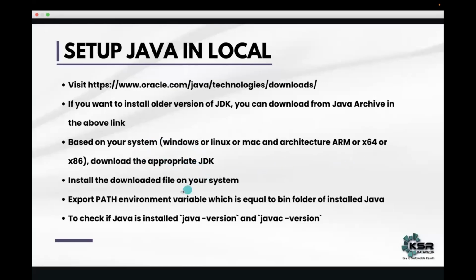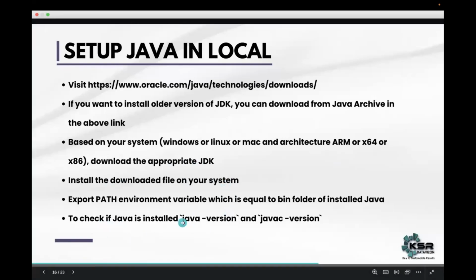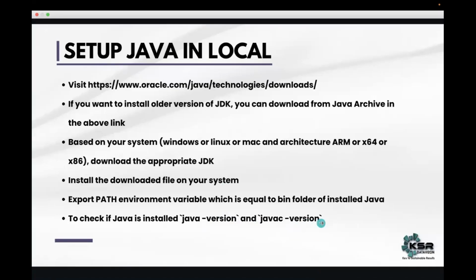Now let's see this. So based on your system, install. We have done this. Install the downloaded files. We have done. We have clicked install, right? And to check if Java is installed, use java -version and javac -version. Okay. I think if you have your laptop, please try this today and install any version of your choice. Maybe you can install 17 or maybe 21, 22, any version of your choice.